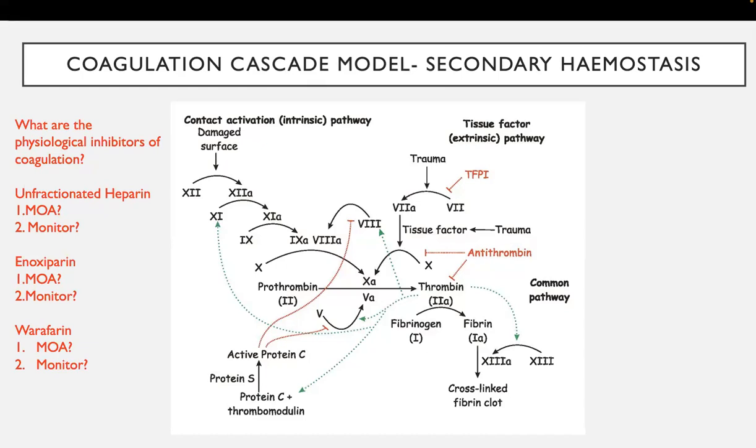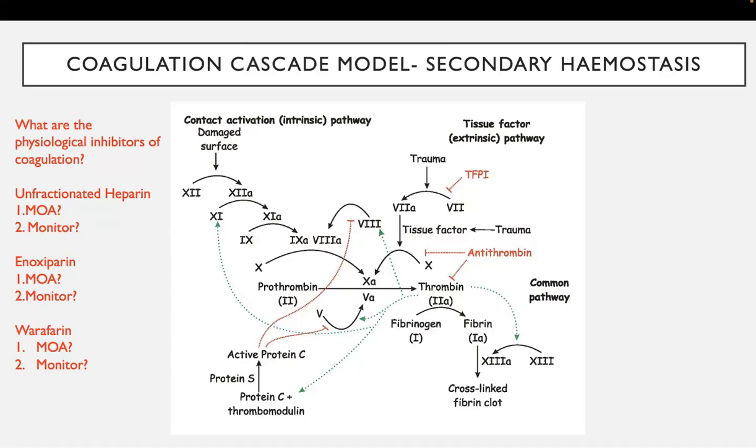So you're completely right. Therefore, it inhibits your vitamin K dependent factors, which are... your vitamin K dependent factors? They are factor 10, 9, 7, and 2. Good, well done. Okay, how do we monitor it? How do we monitor warfarin?